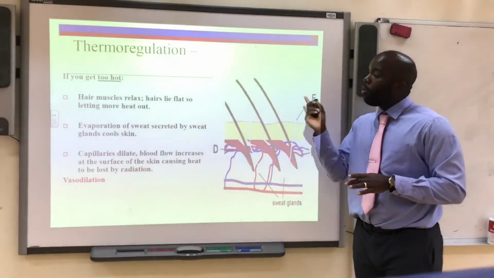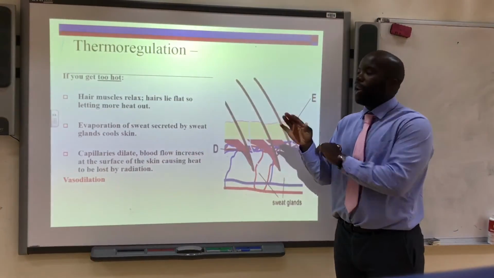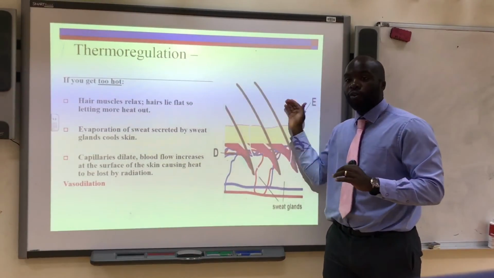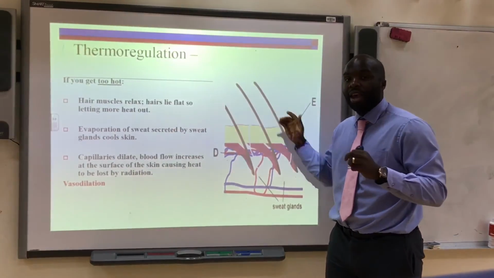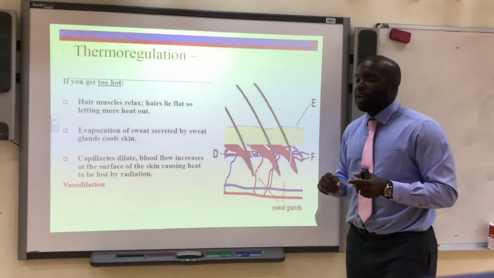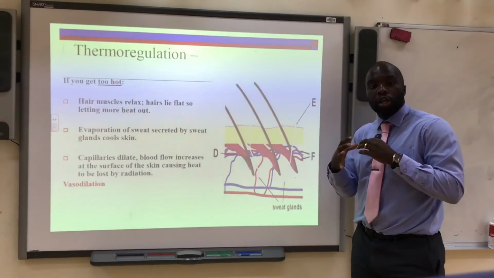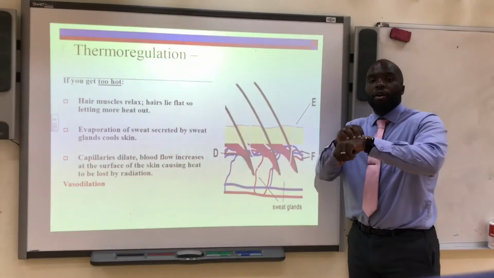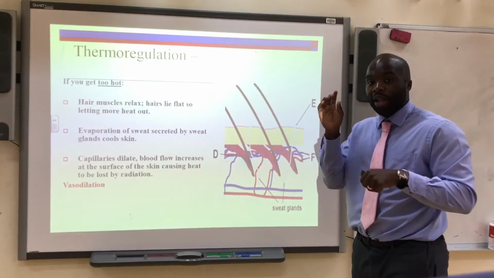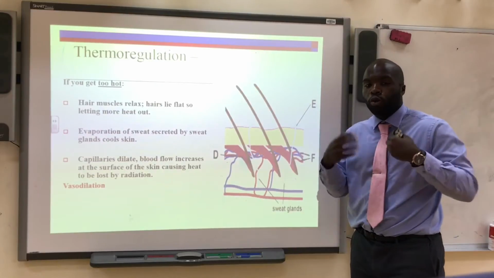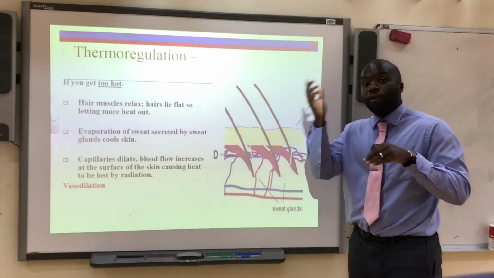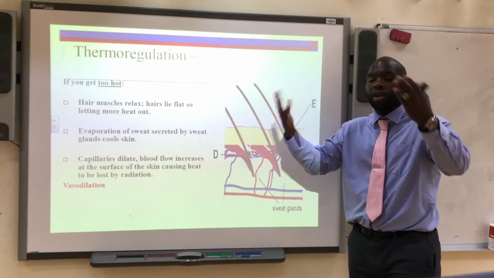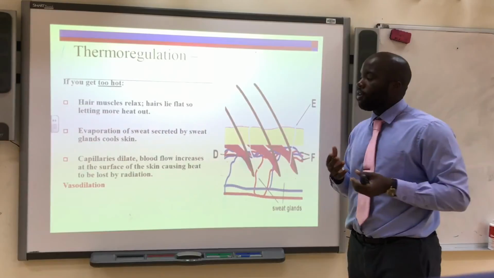If you get too hot, the opposite happens. The hair muscles relax, and therefore the hair lies flat on your skin. Don't forget, the hair traps a layer of air, so if you're too hot, you don't want that insulating layer of air. The next thing that will happen is your sweat glands start to secrete and produce sweat. With sweat, it's really important: as you sweat, the sweat evaporates. The process of evaporation requires energy. So if you're losing energy from the skin via evaporation, you're losing body heat. So it's getting rid of that high temperature that you've got.